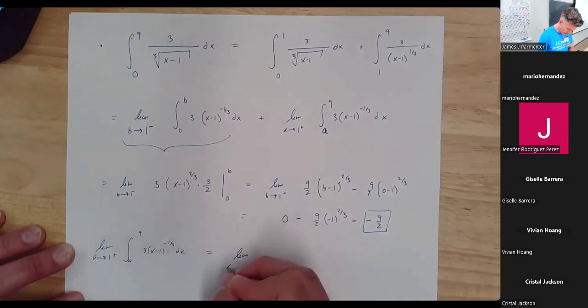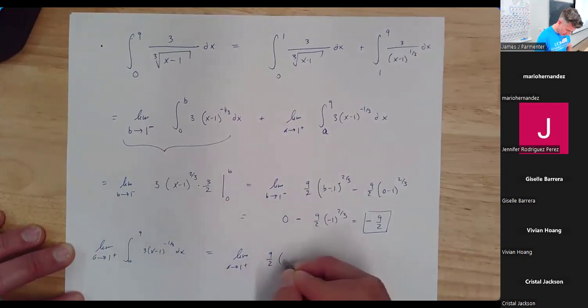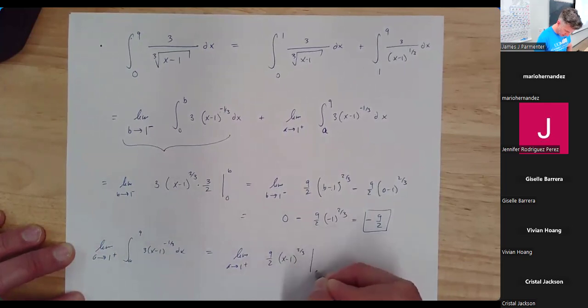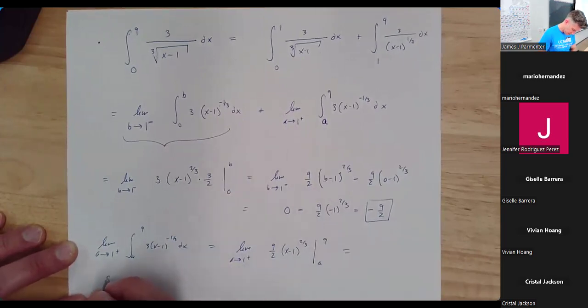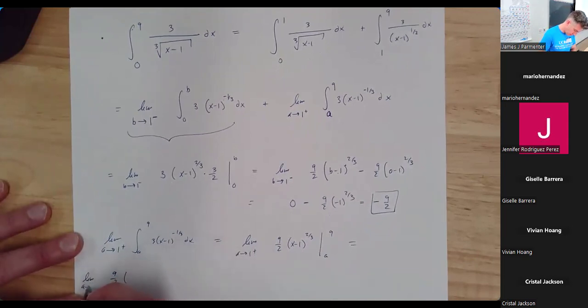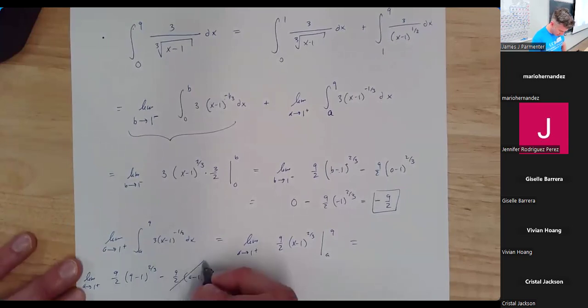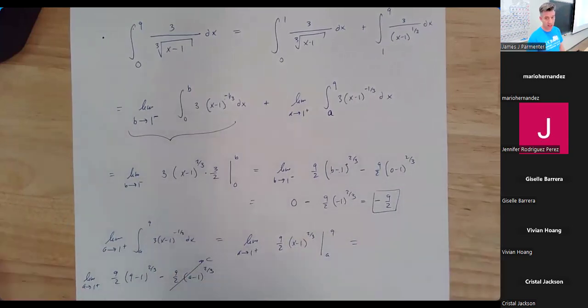That's going to equal the limit as a approaches 1 from the right. Our integral is just this. So it's going to be 9/2 times x minus 1 to the 2/3 power from a to 9. And we end up getting, I need to still write the limit, the limit as a approaches 1 from the right, 9/2 times 9 minus 1 to the 2/3 minus 9/2 times a minus 1 to the 2/3. When we plug in 1 for a, this part's also going to be 0 because 1 minus 1 is 0. And again, I'll stress 0 to a positive power is 0. 0 to a negative power, undefined. 0 to a positive power, 0.